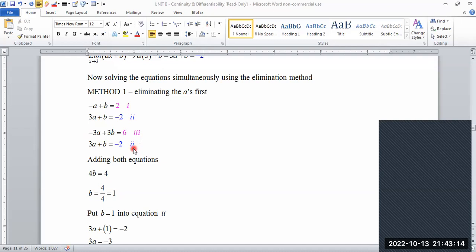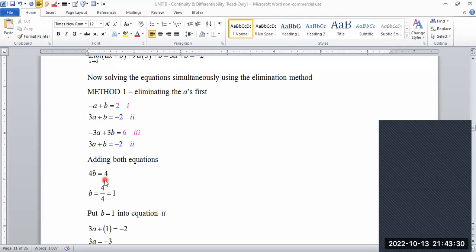Every single time, 3a minus 3a is 0. Minus 3a plus 3a is 0. So now, because I'm adding both equations, this goes to 0, and then 3b plus b is going to give me 4b. And then 6 plus 2 gives me 8.